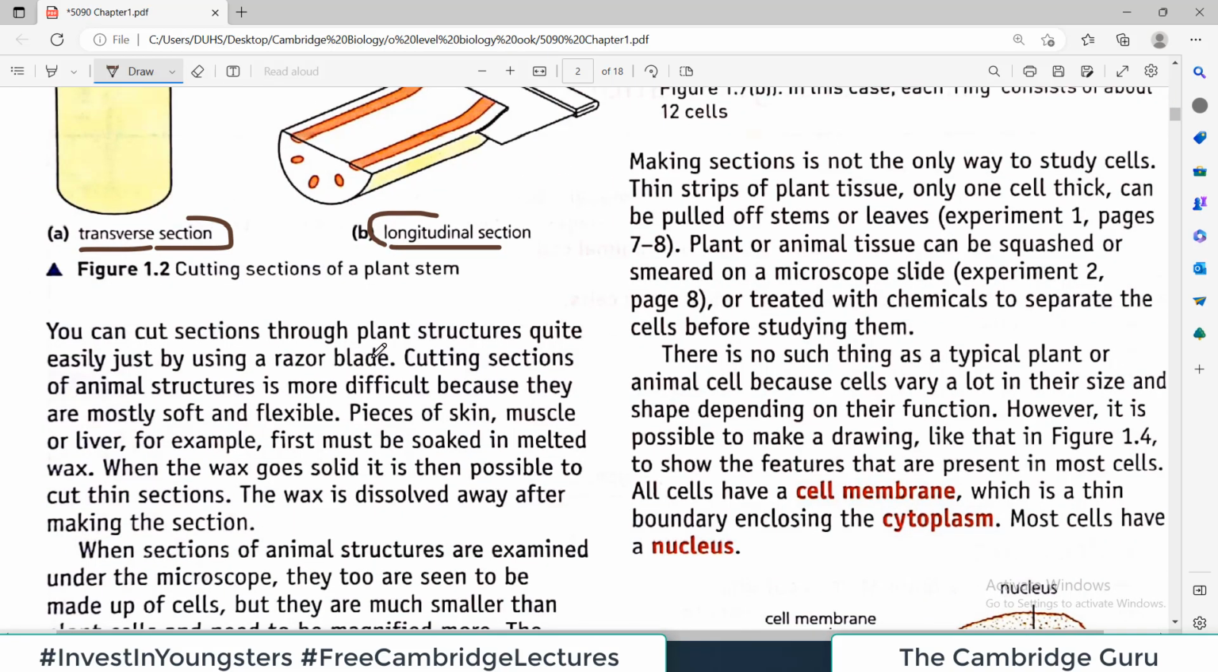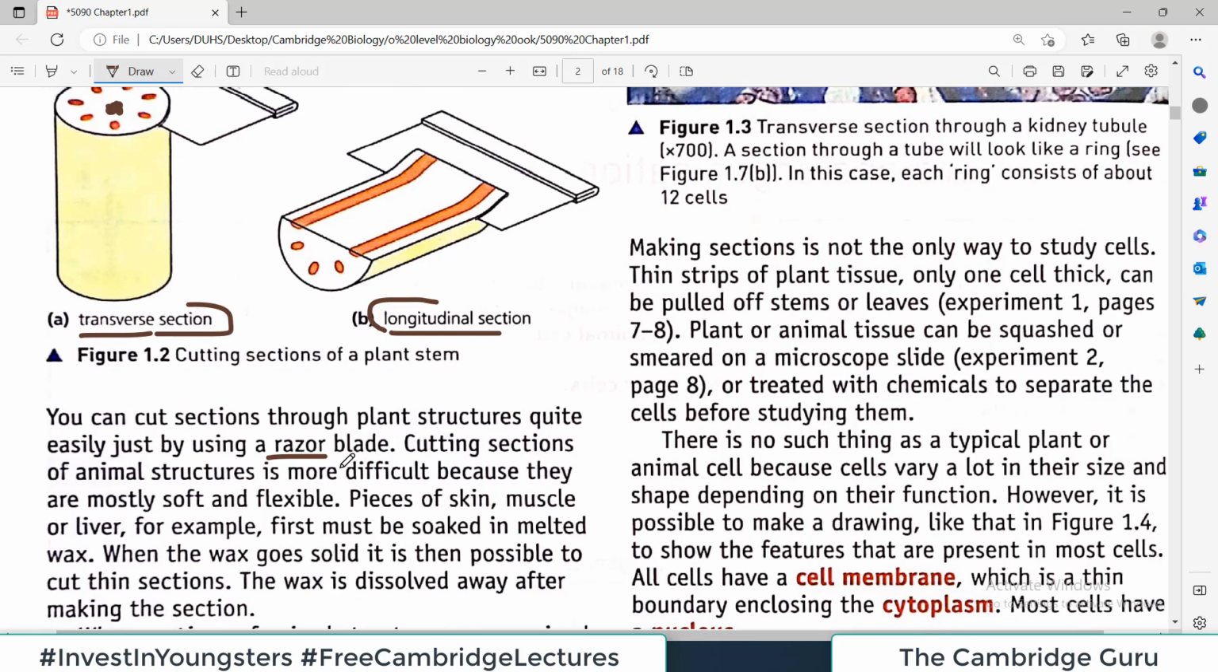You can cut sections through plant structures quite easily, just by using a razor blade. That's an important thing. If you are dealing with plant structures such as plant stem or cucumber, or potato, or tomato, all these are very easy to cut because you just take up the knife and you start cutting them, very easy.